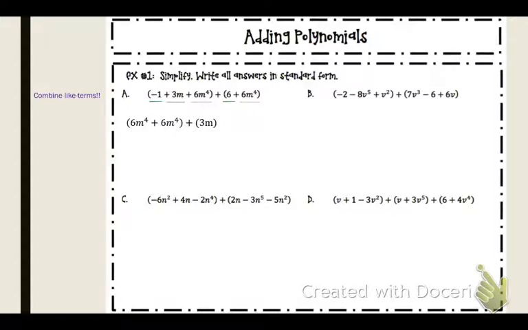Then last we're going to go to our constants. So we have -1 and 6. We're going to add those two together. Last step is just to finish simplifying this. So 6 plus 6 is 12, so it's 12m to the 4th plus 3m, and then -1 plus 6 is 5. And you're done. Okay, let's do example C.